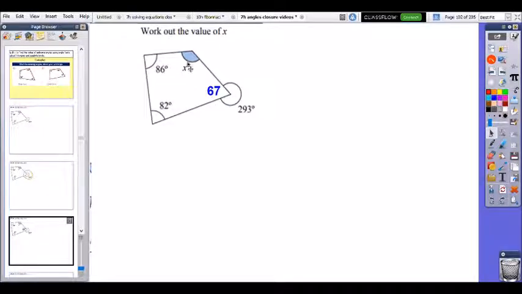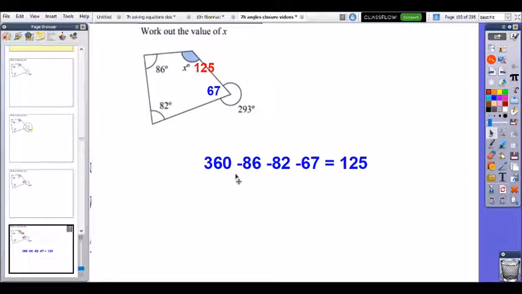Now I am in a position to work out the value of x. Remember what we just said, angles in a quadrilateral, a four-sided shape, add up to make 360 degrees. If I've got 3 out of those 4 angles, I'm going to take my 360, take away the 3 angles that I've got, and that tells me that my missing angle x is 125 degrees.